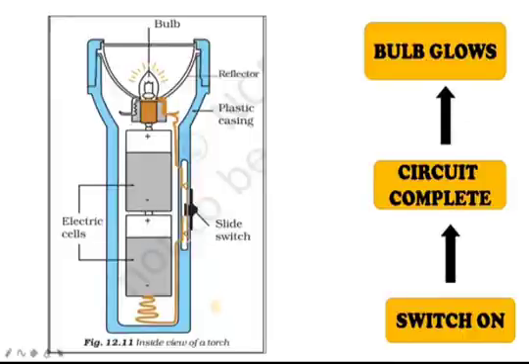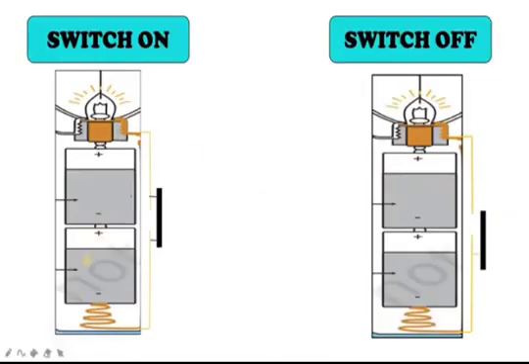Now let's study the working of a torch. You can see the inside view of a torch, where two electric cells are there, with positive and negative terminals connected in such a way that once the switch is on, the circuit will be complete, the current will flow, and finally the bulb glows. This is the inside view of the torch.